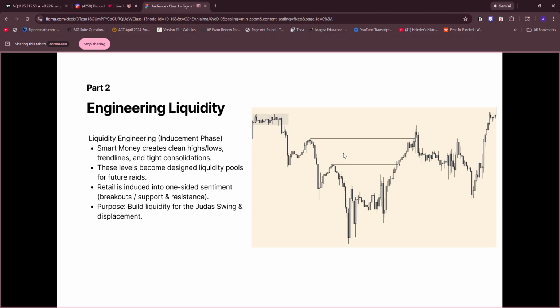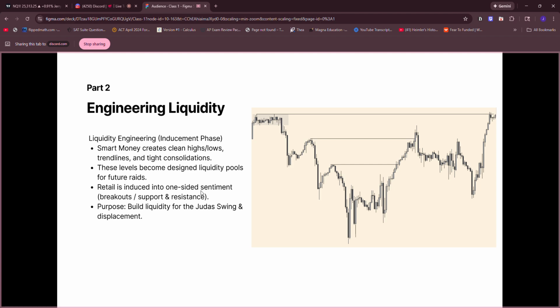The second thing is engineering liquidity, right? This is the inducement phase. Smart money creates clean highs, lows, trend lines, and tight consolidations. As you can see here, there's quite a trend line. If you follow my mouse, retail will see this as a trend line. You have low resistance liquidity here, right? And every single time we move lower, retail thinks, oh wait, this is a downtrend, we should be buying here. So as retail moves lower here, they're putting their stop losses above these highs.